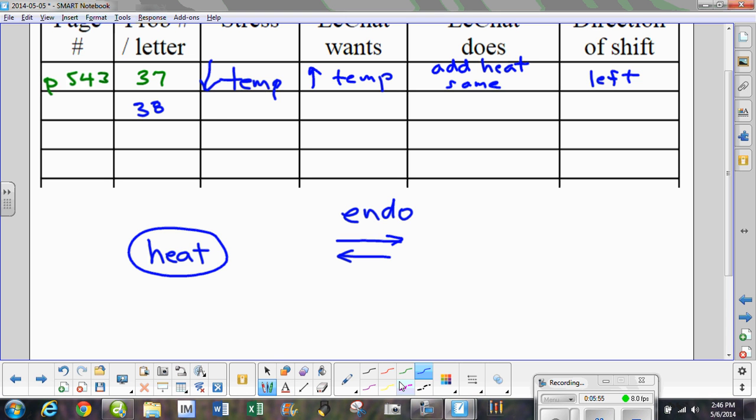Okay, we're going to put the temp up. Raise the temp, and what does Le Chatelier want to do? Decrease it. Okay. And to decrease, he's got to remove heat. Good. Remove heat.